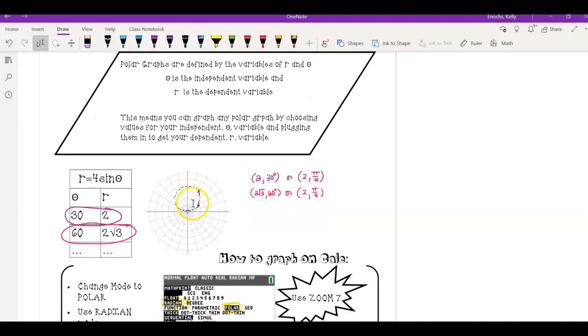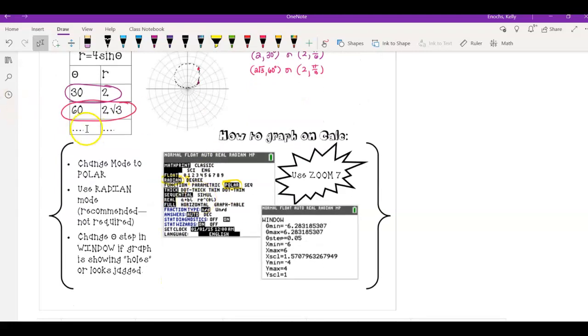Okay. Then we will also graph on our calculator, and if you want to graph on your calculator, you have to do two things. Number one, change your mode to polar, and then it's recommended that you use radian mode. It's not necessarily required, but it's good and helpful. And then you're going to press zoom 7 when you've typed in your equation under y1 to make sure that you have the right graph. If when you have pressed zoom 7 it still looks a little jagged or there are holes in your graph, then you can go ahead and change your theta step in your window value, but start with zoom 7.